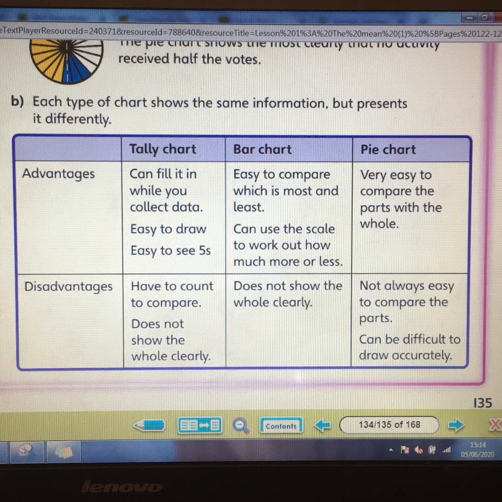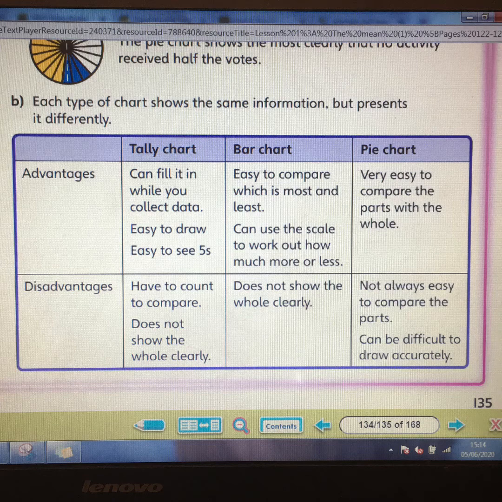Pie chart then. Pie charts are very easy to compare the parts with the whole, and that's why we're going to be looking at pie charts. You know what the whole is, you can work out the parts, you can see whether an activity's got half the votes or a quarter of the votes very easily. It's very visual. Disadvantages though: not always easy to compare the parts. Sometimes it might be a bit tricky, and it's quite tricky to draw.